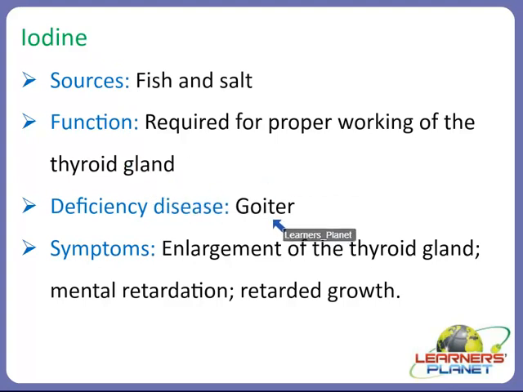Yes, it will lead to goiter, which is a disorder that occurs in the neck. That is, swelling of the neck takes place, right? Why? Because iodine is required for the proper working of the thyroid gland, and if the thyroid gland is not working properly, it will lead to swelling of the neck, which is also termed goiter. So the symptoms of this deficiency disease are enlargement of the thyroid gland, that is swelling, mental retardation, and retarded growth, right?